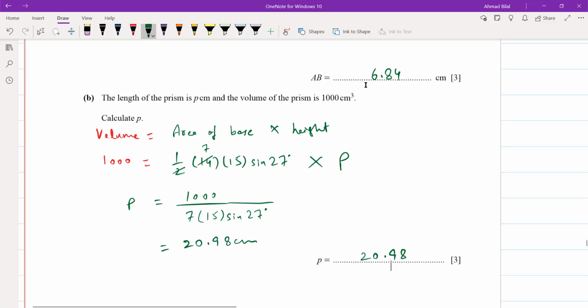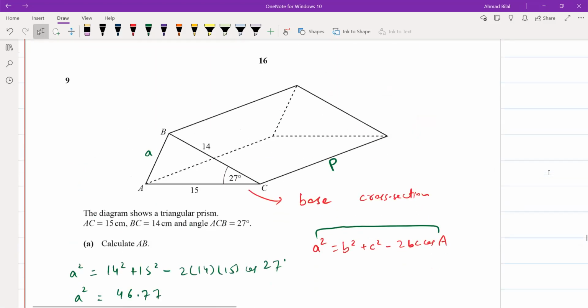Okay, this is the length that I get from that. Is this okay?